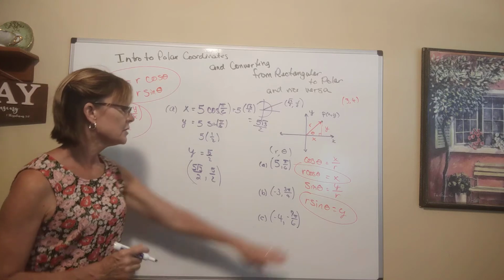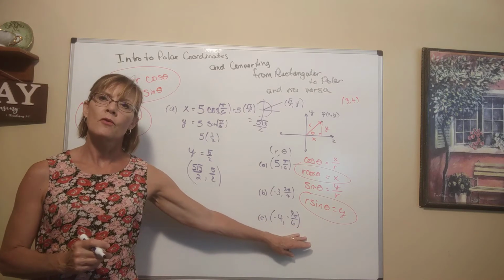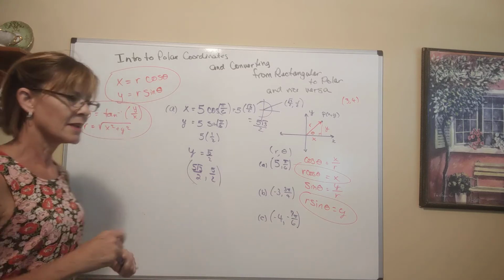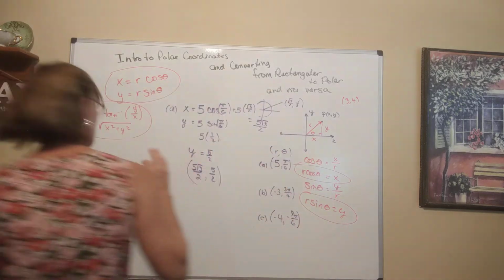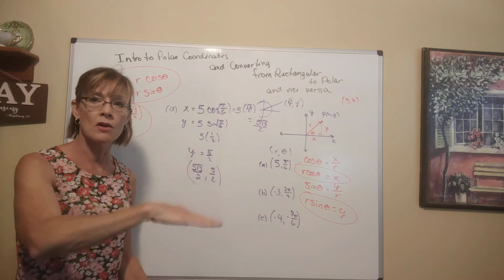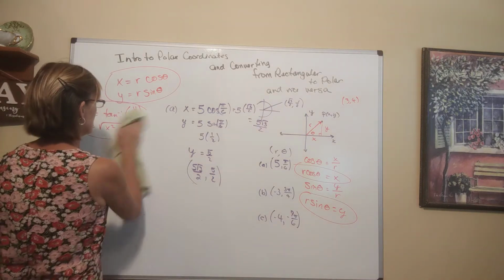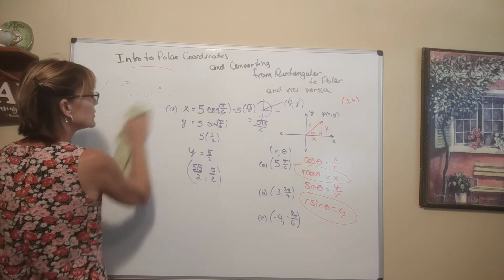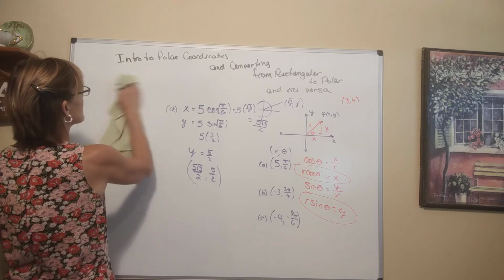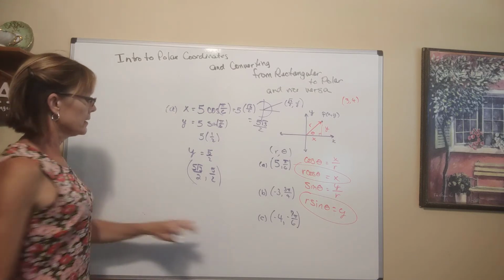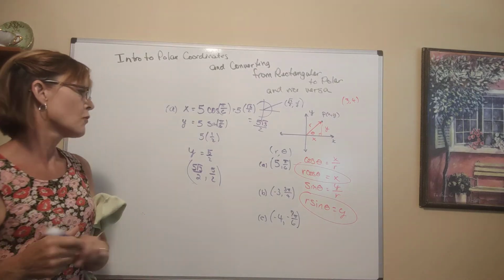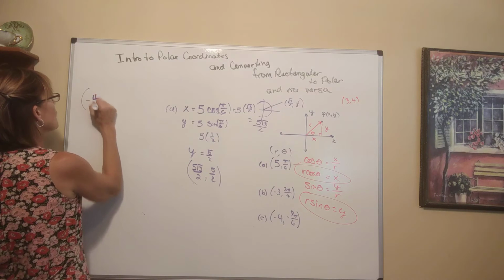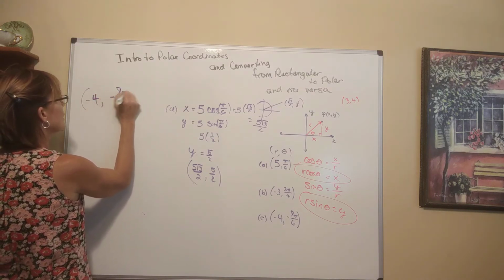Now, let me do one with a negative in it. -4, -7 pi over 6. So I'm going to skip down here to C, because I don't want the video to be too long. So I'm just going to do a couple of these examples, and you guys do all of them on your worksheet. And then we can talk about any questions that you have in the Zoom meetings that we'll be having. So, all right, so C, -4, -7 pi over 6.